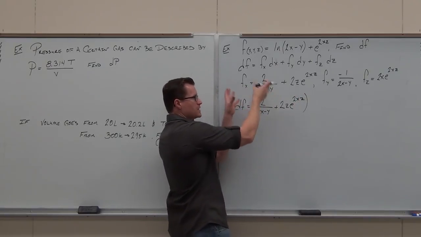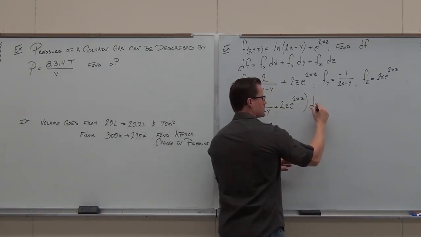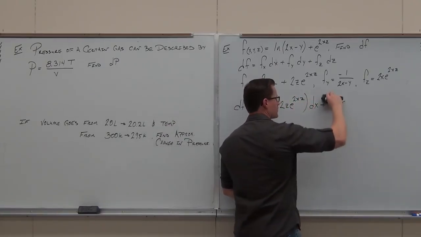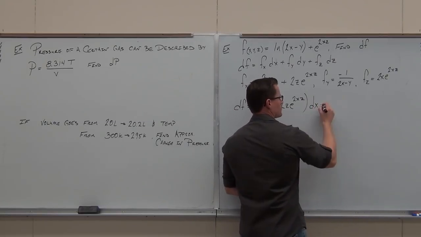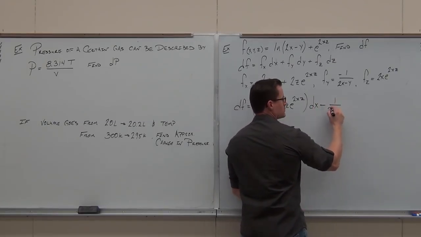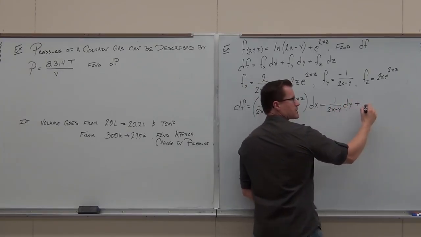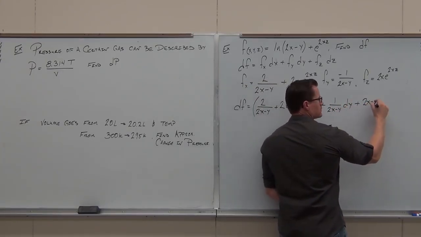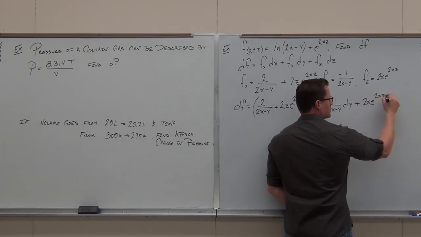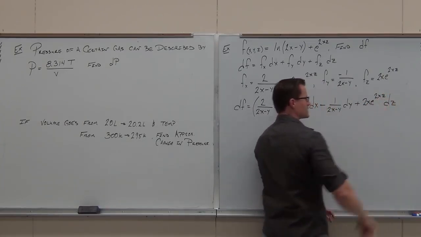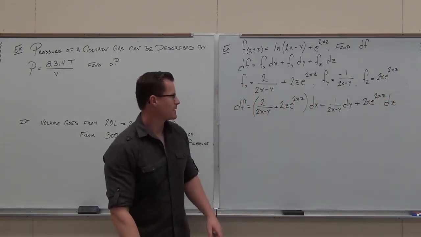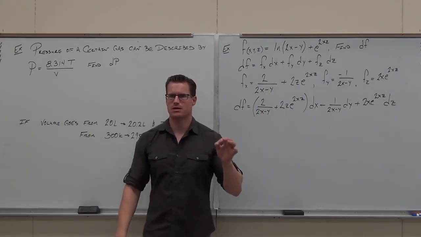So we get this whole piece, the partial with respect to x dx, plus another partial with respect to y dy, plus the last partial with respect to z dz. Can I have a double check on my work? Did you guys get the same thing that I got?